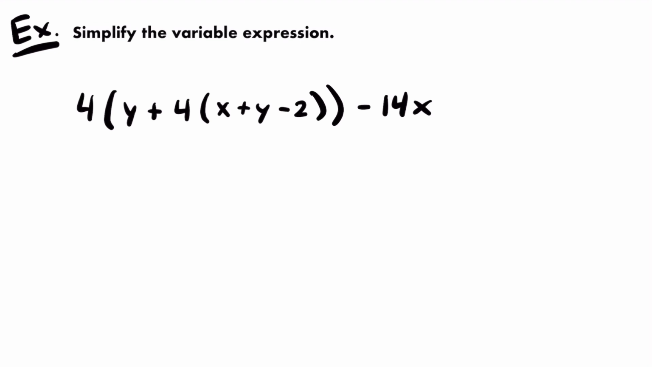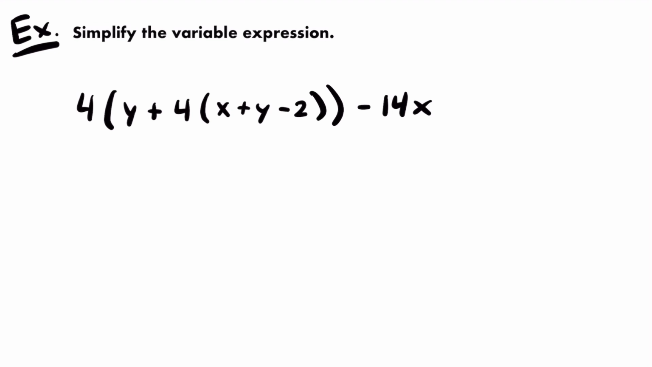All right, so it's important to notice that that 14x that we are subtracting is not inside any parentheses, so this 4 does not get multiplied by that negative 14x. Okay, so don't multiply 4 by that term. You only want to multiply 4 by anything that is inside these parentheses. And really, you have a couple different options here. If you wanted to, you could distribute this 4 right now. You could multiply it by y and multiply it by this entire quantity right here. 4 times this quantity. You would have 4 times 4, which is 16.